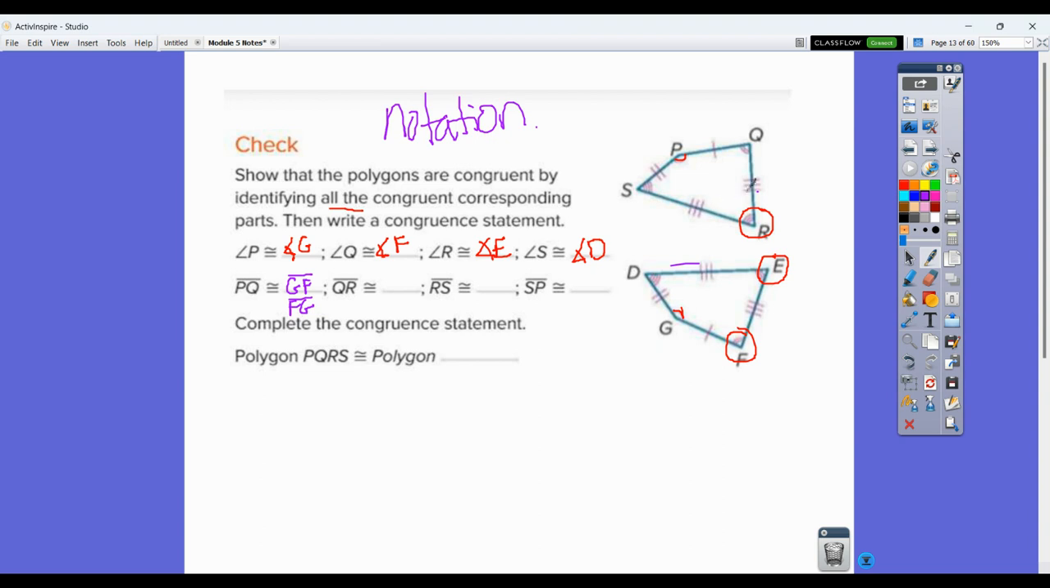Maybe it's different in your book. But just to not get these confused, what we could do is look up here and say, okay, if I know Q is congruent to F and R is congruent to E, then QR is congruent to FE. We put those together. So that's another way to look at this.